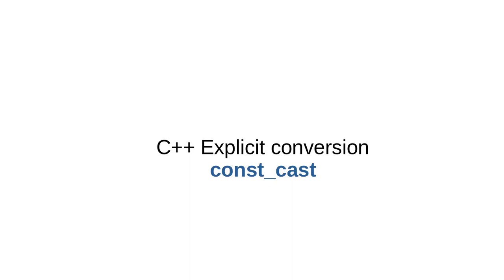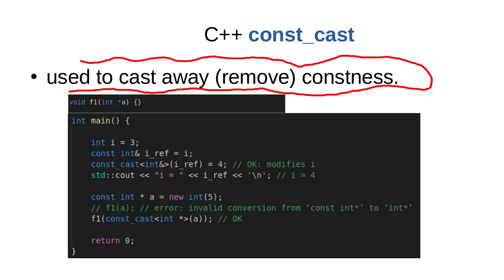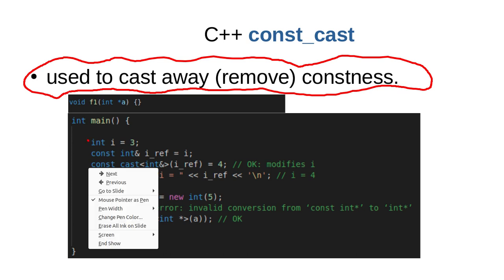Constant cast. This is a new type of explicit conversion used to cast away, remove constness. This is the use for constant cast. So here is an example.